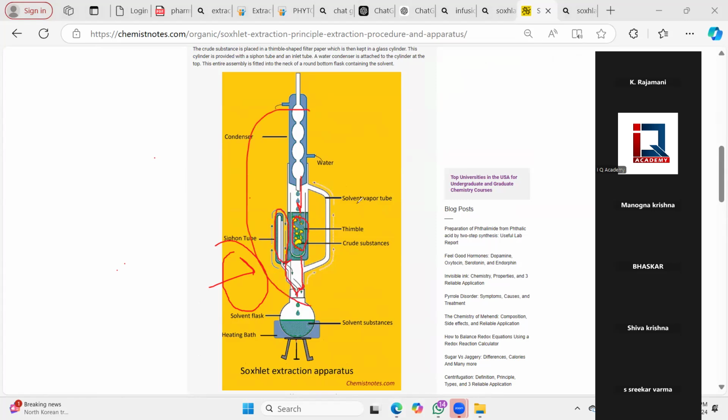This is the Soxhlet apparatus. In the Soxhlet apparatus, you have a condenser to cool down the concentrate for the extraction process, and you have the thimble where the crude drug is stored, and you have a solvent. So in detail we will see. First I'm showing you the different equipment.